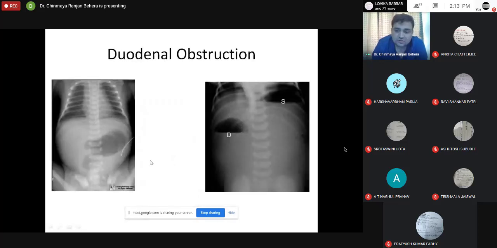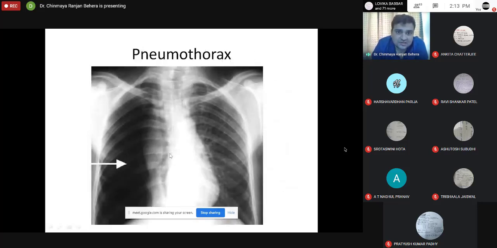And then what you see is the mediastinum is a little bit shifted. See, the trachea is not in the midline, it is shifted towards the left side. Okay, and the mediastinum is also shifted mildly towards the left side. So this is an X-ray showing pneumothorax.